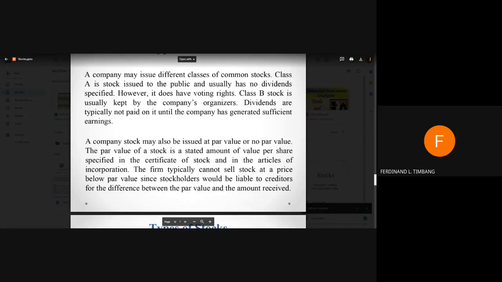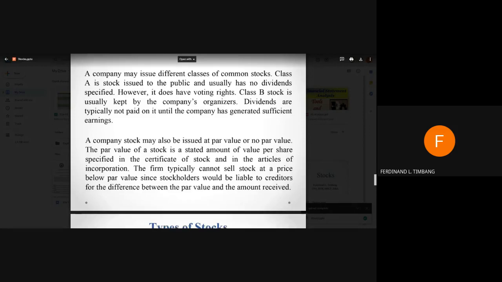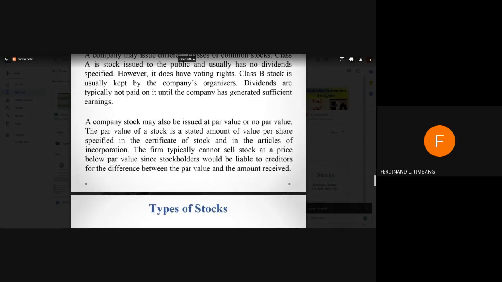Okay, so yan mga yan naka-indicate sa stock certificate at saka sa articles of incorporation. Kaya naman bago kayo makapag-form ng corporation, dapat meron na kayong articles of incorporation. And it was approved by the Securities and Exchange Commission.